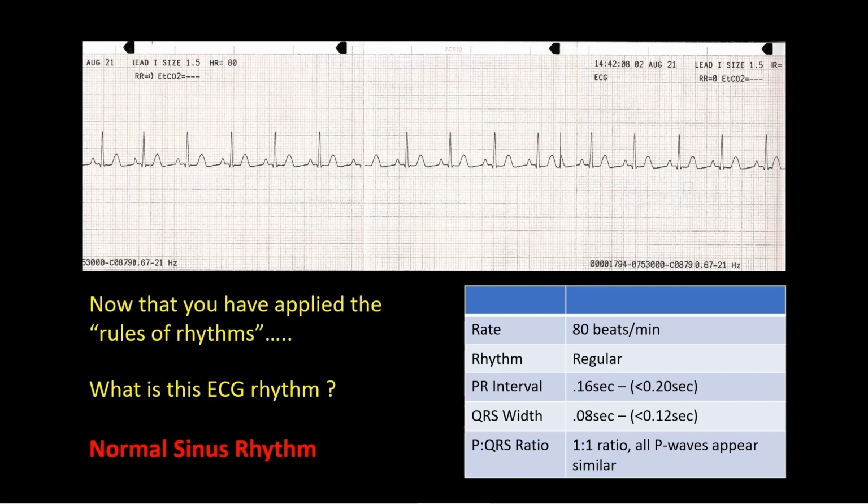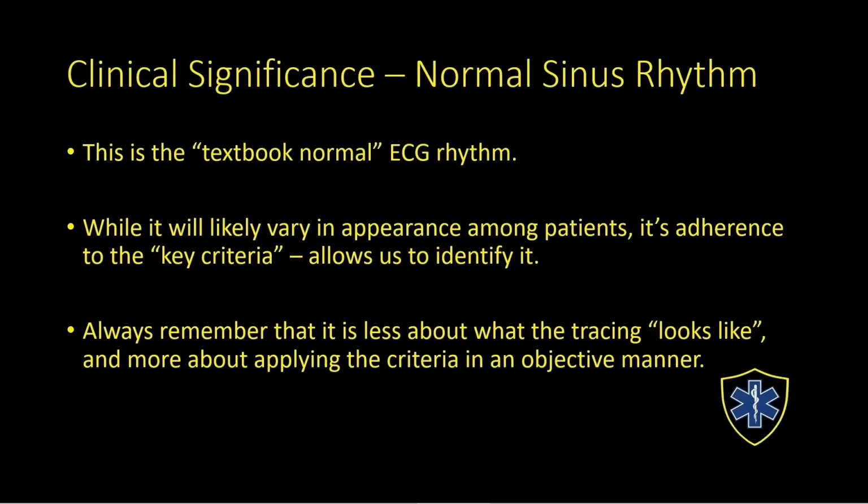Now, please understand this is the textbook definition of normal sinus. It can vary in appearance between different patients. You can have 10 patients that all have normal sinus rhythm and it look totally different. However, when we apply the 5 rules across the board, that lets us know if it's actually still normal sinus rhythm. So please focus less on what the tracing looks like and apply the rules in an objective manner, and you can categorize and qualify a rhythm to be whatever it's going to actually be determined to be.